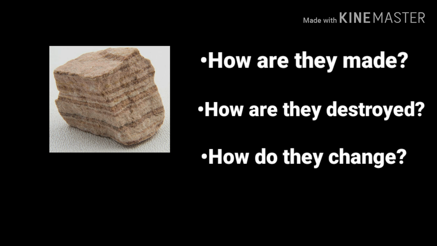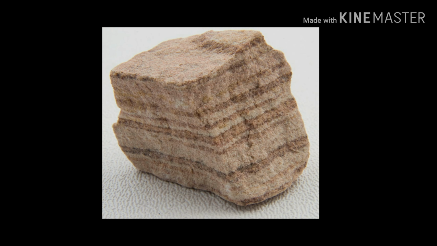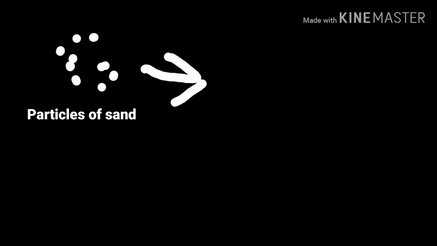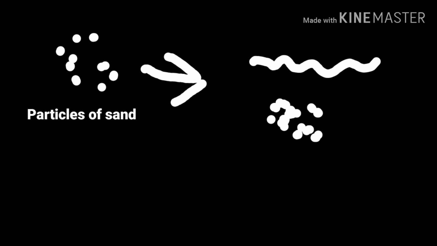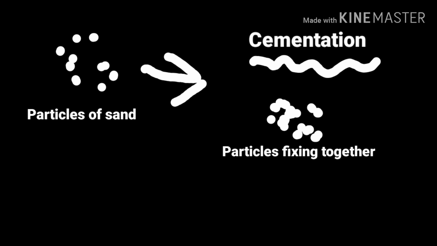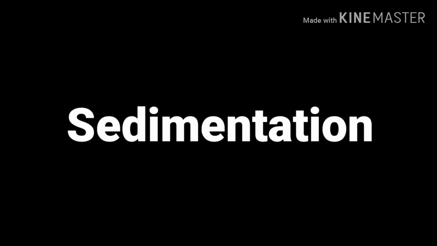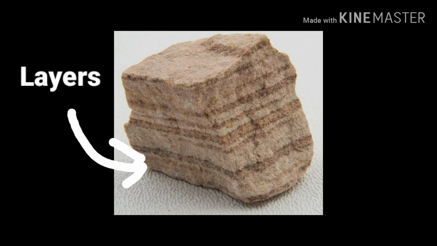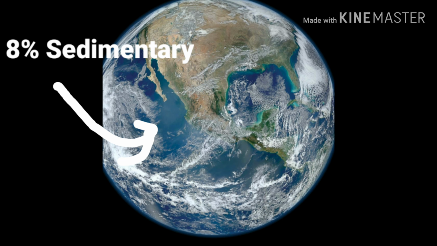The first rock I'm going to cover is sedimentary. Sedimentary rocks are formed by the deposition of small particles like sand and soil, which then fix together in what is called cementation in bodies of water on the Earth's surface. The collective name for this process is called sedimentation. Sedimentary rocks have distinct layers because that's where the colour of the particles change, but this could also be because it's a different particle. Sedimentary rocks only total to 8% of the Earth's crust.